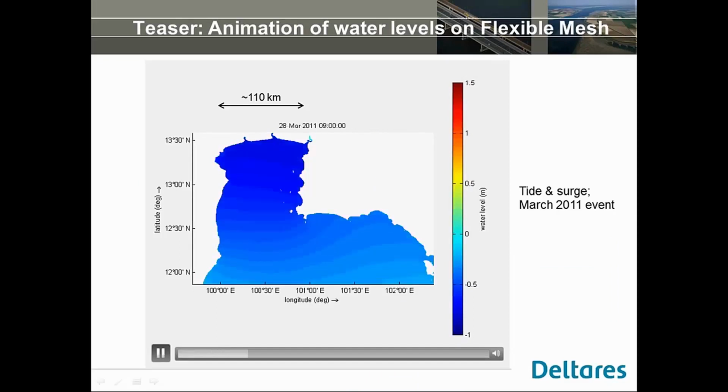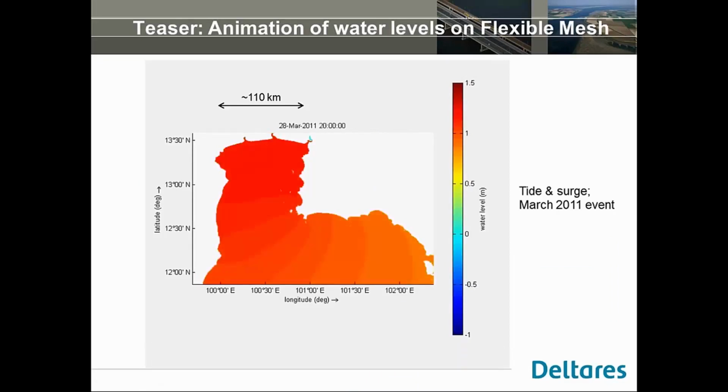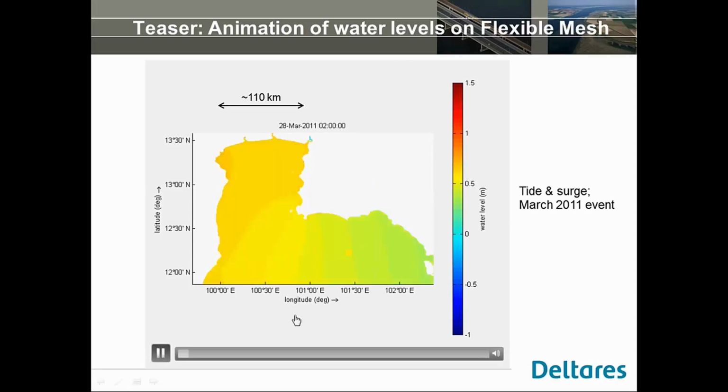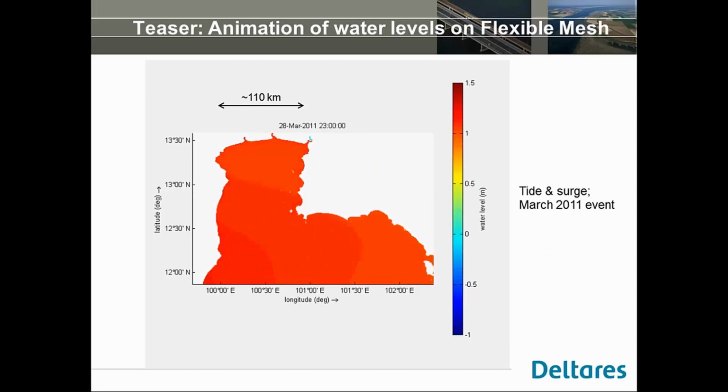A small teaser in my first few slides: this is the kind of animation that you can obtain in such a flexible mesh model. This is the upper Gulf of Thailand during a storm event, and what we're seeing here is both tide and surge in the hydrodynamic model result. And you see after a few hours in this simulation, you get a storm and higher water levels affecting Bangkok and that region.